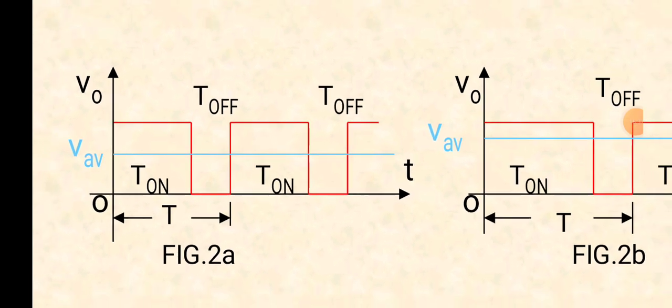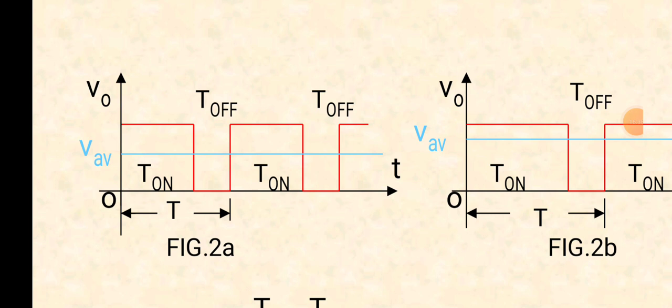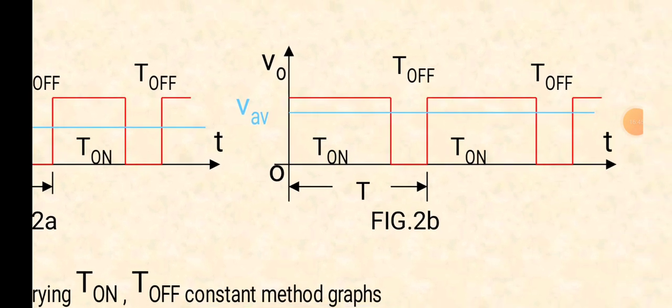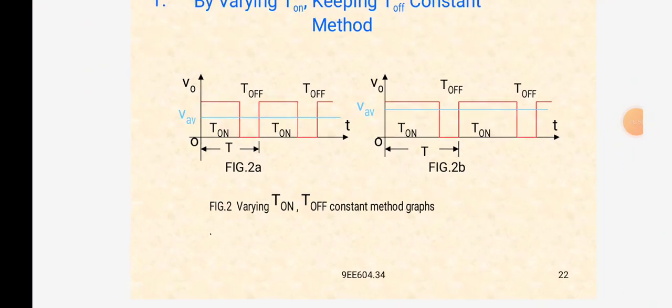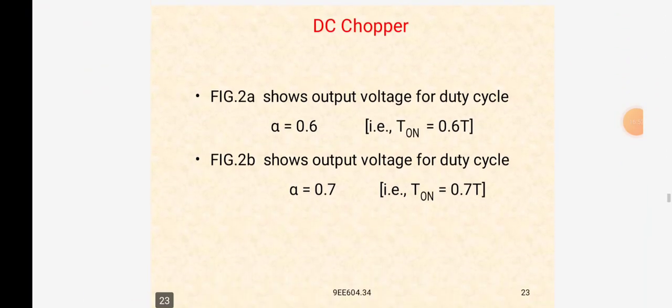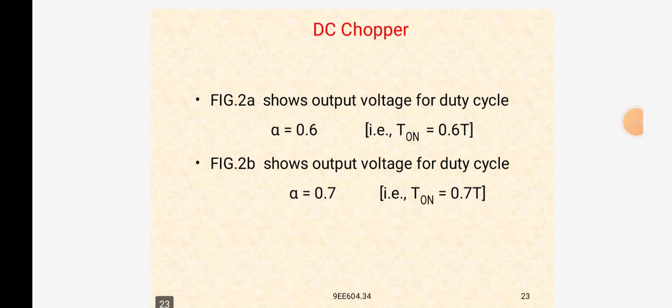In T on time, the thyristor conducts, so the chopper conducts, and in T off time, the chopper is in off time. Here also it is the same, but the duration is different. In the first figure, the output voltage for duty cycle T on equal to 0.6 times total time, means the duty cycle alpha is equal to 0.6, and in the other, alpha is equal to 0.7, the turn on time is 0.7 times the total time.